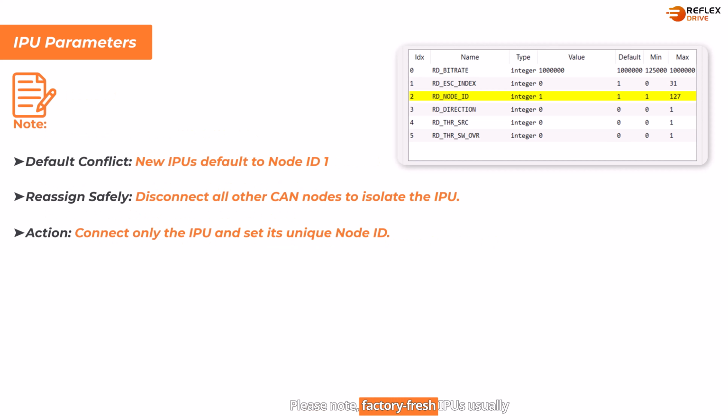Please note, factory fresh IPUs usually ship with Node ID 1, which may conflict with existing CAN devices. To reassign it, disconnect all other CAN nodes, or the one using ID 1. Connect only the IPU and then set a new Node ID.